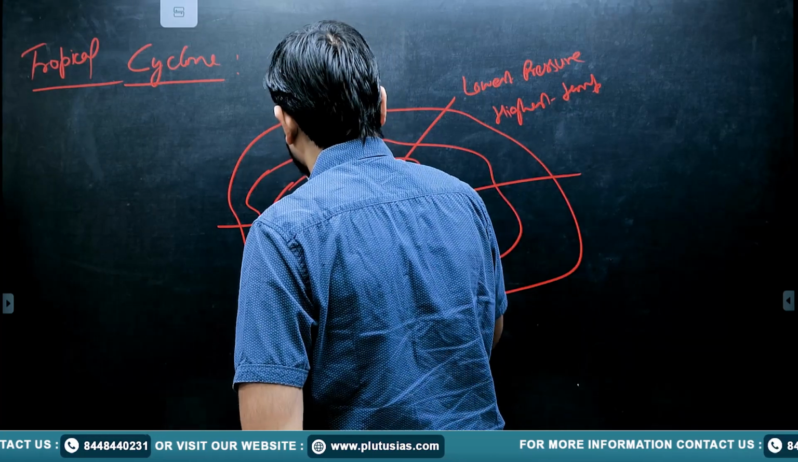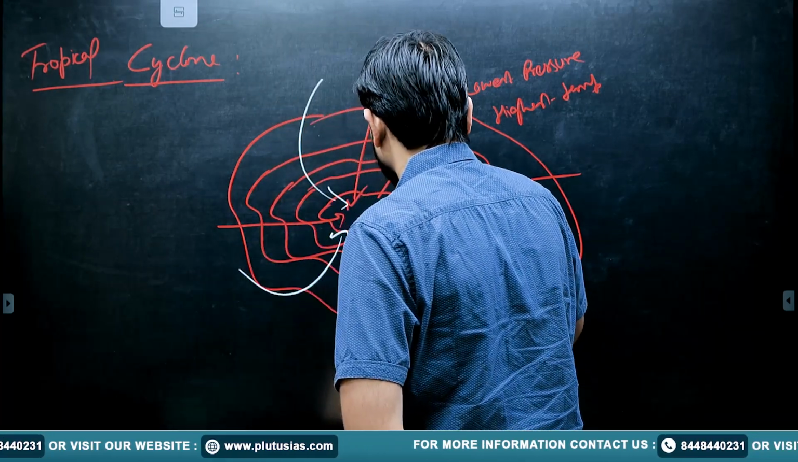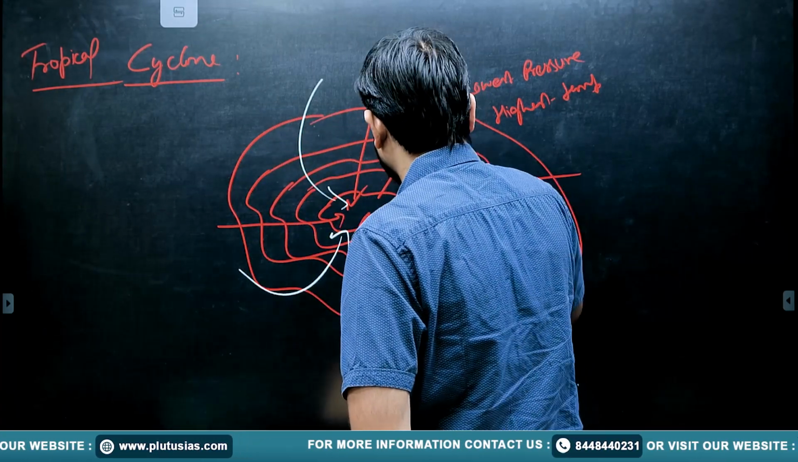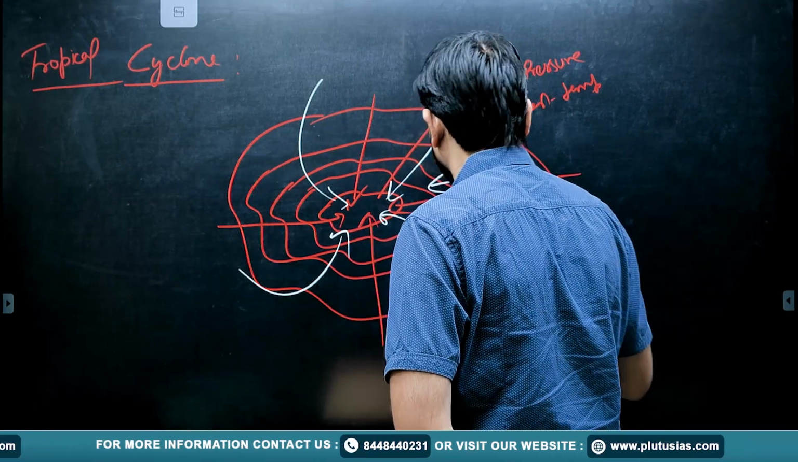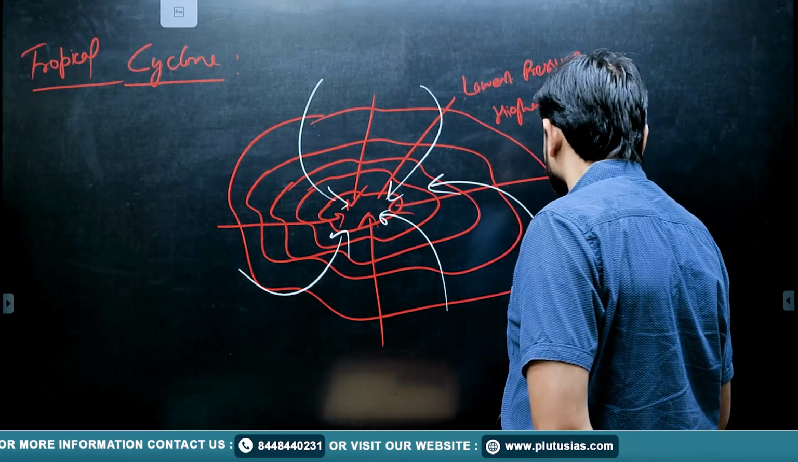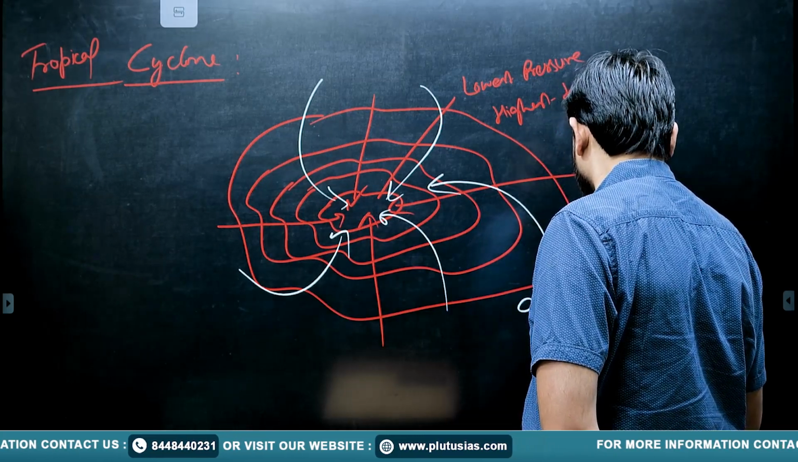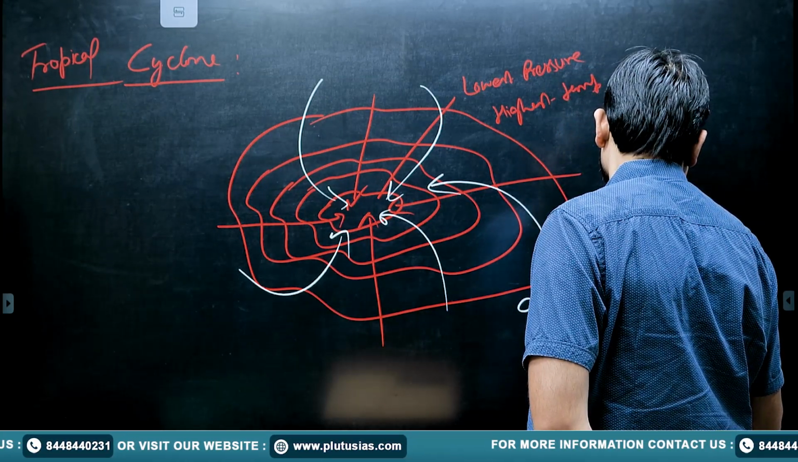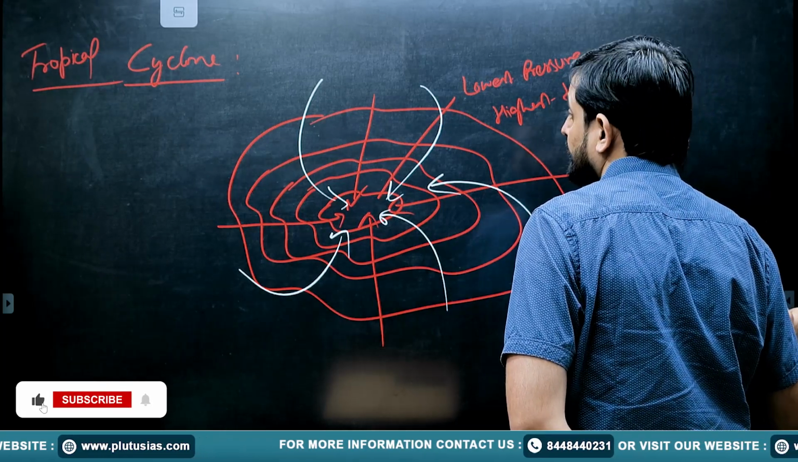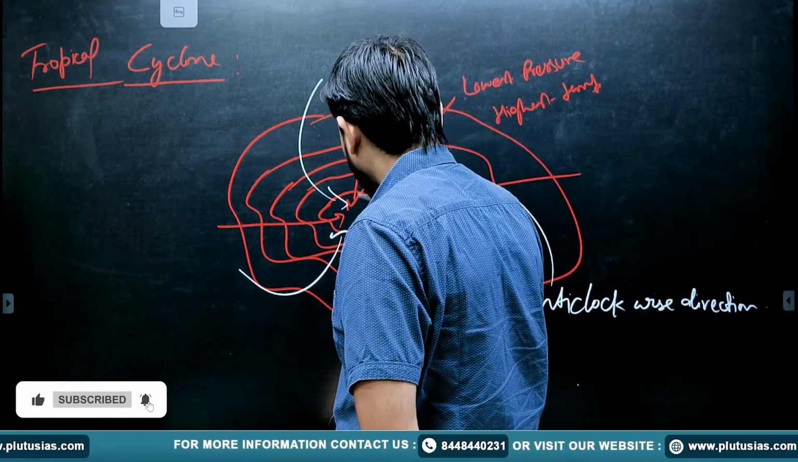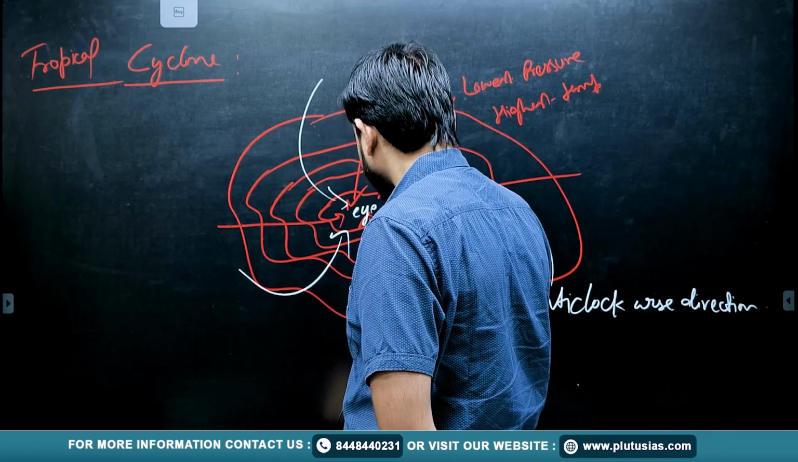Now the wind is likely to spiral in such a way, which means there is an anti-clockwise direction of these winds in the northern hemisphere. Now this is the eye of the cyclone.